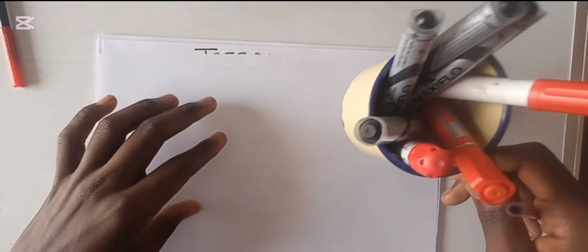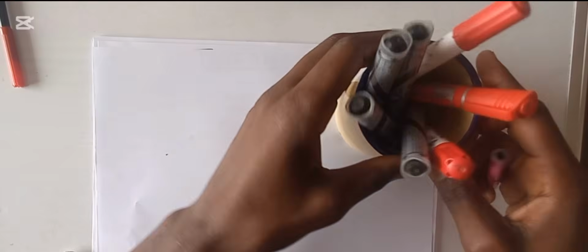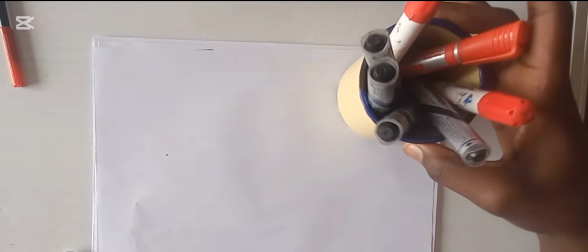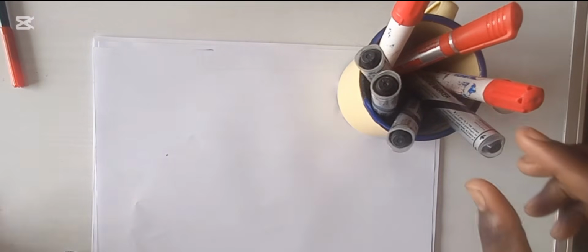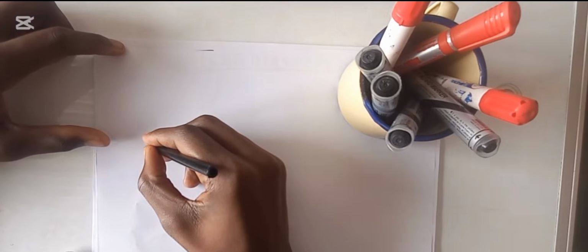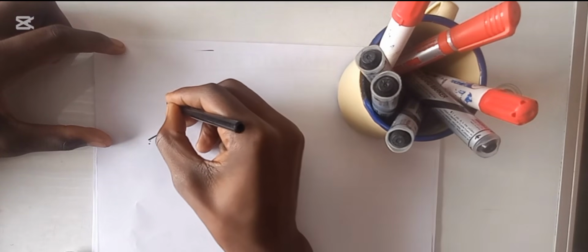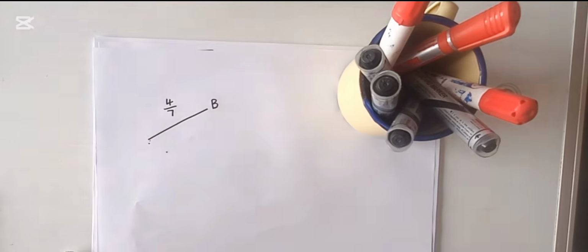To draw a tree diagram, this is a very good example to illustrate with. Let's say you want to know the probability of taking out a black pen. What will it be? It will be 4 out of 7. The way you represent it is to draw a branch for black, and then you write the probability 4 out of 7.